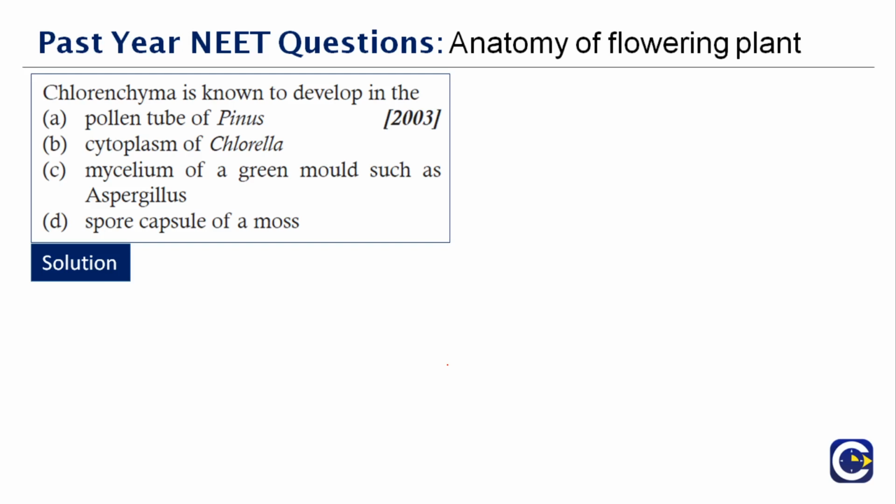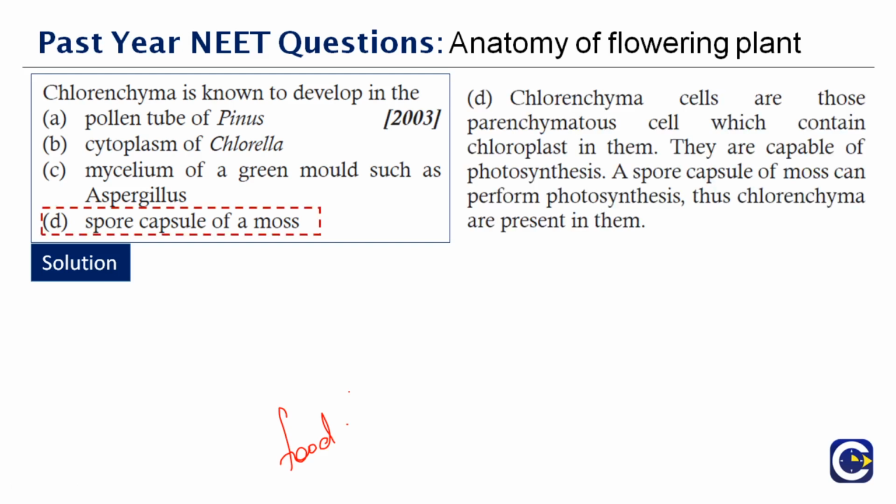They carry out photosynthesis and they help in the manufacture of food. It consists of chloroplasts, and this is what helps in photosynthesis and also in the manufacturing of starch, which is stored for the future use of the plant. So I've given you a clue of what the answer is. It is the spore capsule of a moss. Chlorenchyma cells are parenchymatous cells which contain chloroplasts in them. They are the site of photosynthesis. So a spore capsule of a moss can perform photosynthesis. Therefore, it is present in the spore capsule of a moss. Therefore, the correct answer is option D.